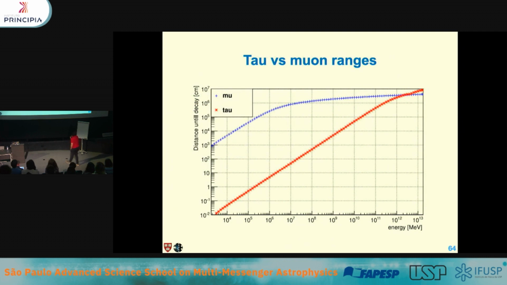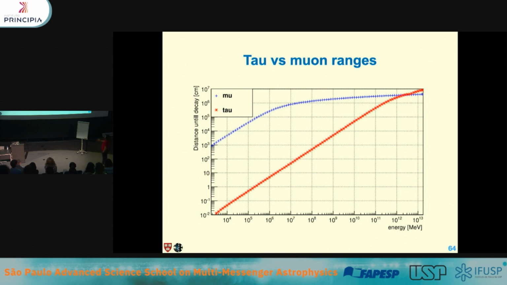Okay, so what about taus? Like I was mentioning earlier, the tau energy losses are going to be less. Most of the time, they're just going to decay promptly. So here we have energy again. Now notice that this is in MeV. So a GeV is over here, and a TeV is here.